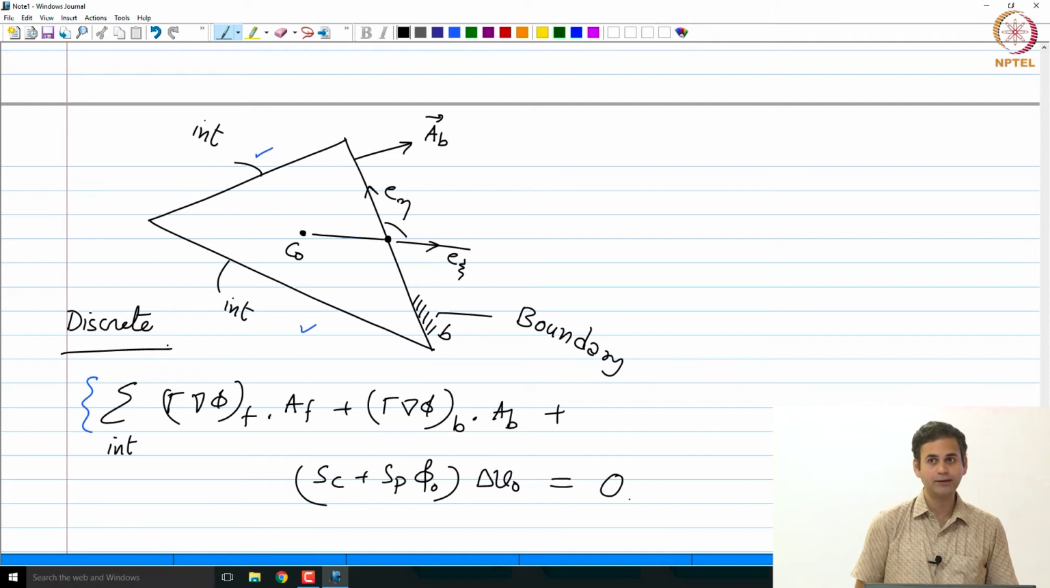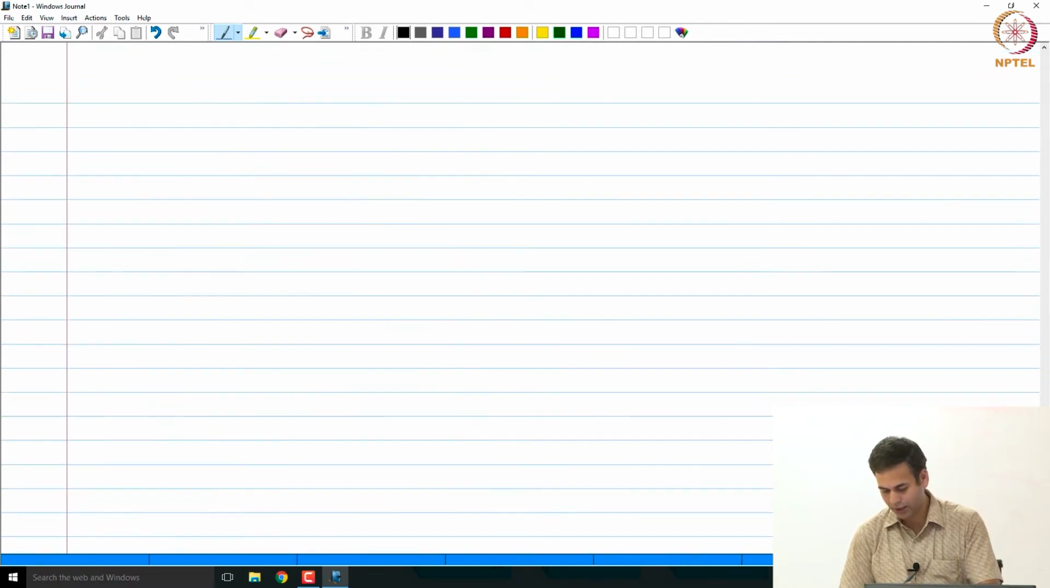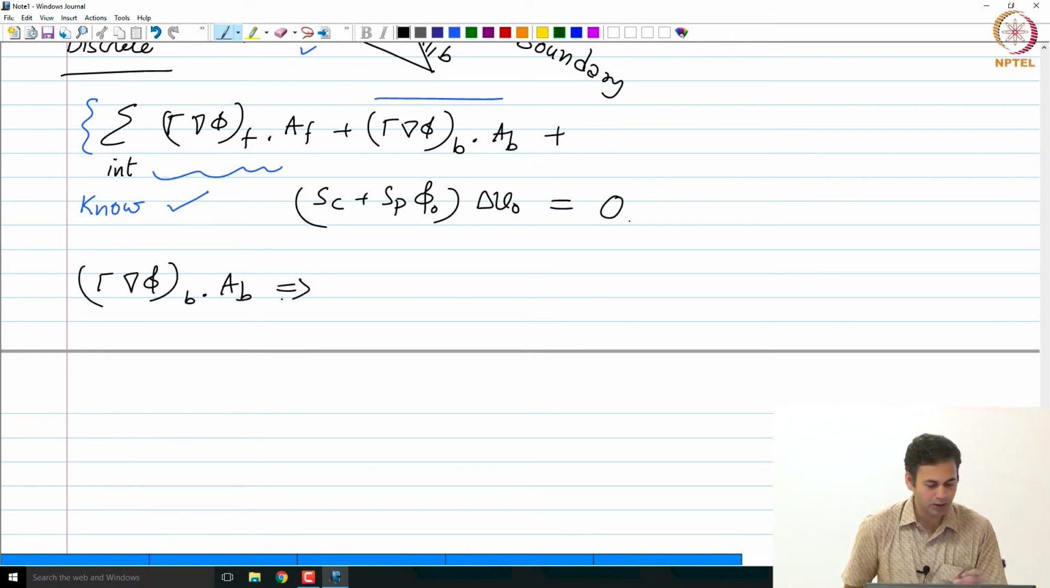Now, do we know how to calculate the first term here for all the interior faces? We know, right, that is what we have been discussing till now. So, we already know how to discretize this. The only thing we have to discuss is the boundary term gamma grad phi b dot A b. This will be very similar to what we have done in the context of an interior face, but with very few subtle changes here and there, which we will see. We have to now discuss how I calculate gamma grad phi b dot A b.